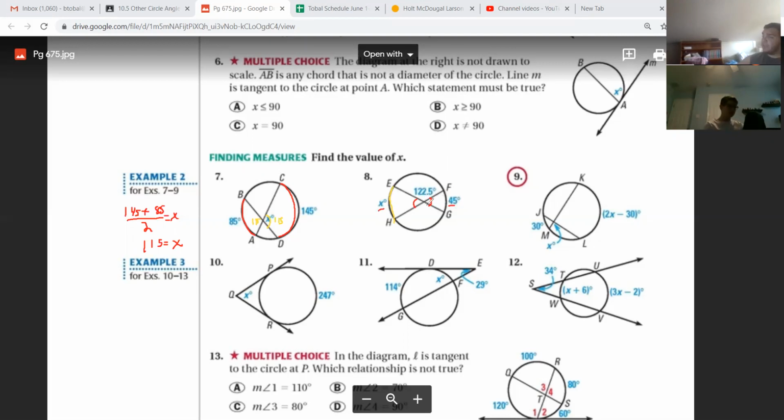So to find the inside one, we have to remember something from chapter 2 or 3, the linear pair postulate. If this part right here is 112.5, that would mean that this angle over here on the left is going to be supplementary because it's a linear pair. So this angle over here should be 180 minus 122.5. That's going to make it 57.25.